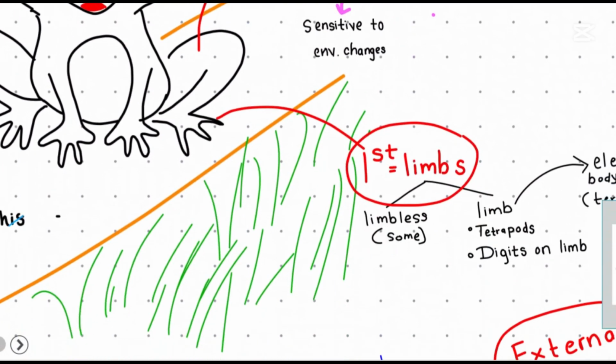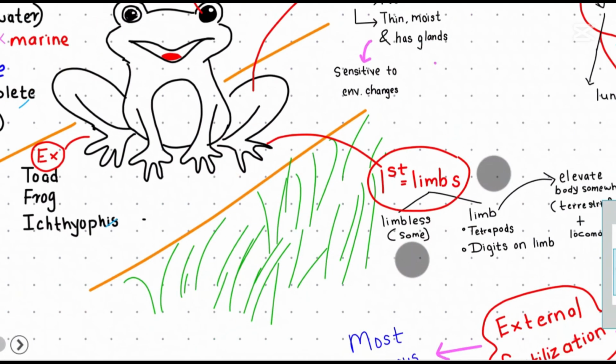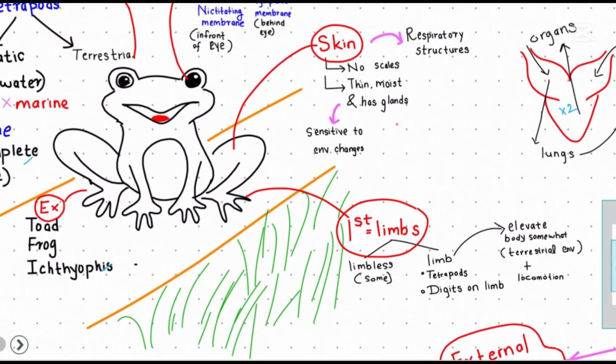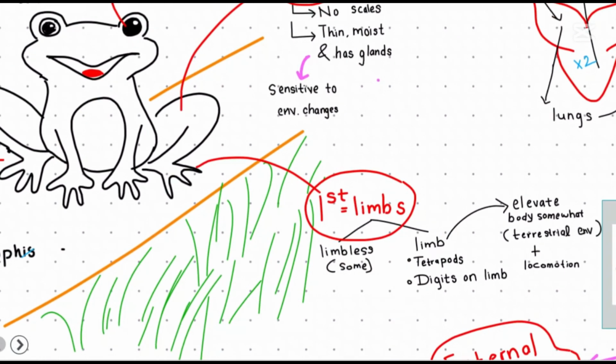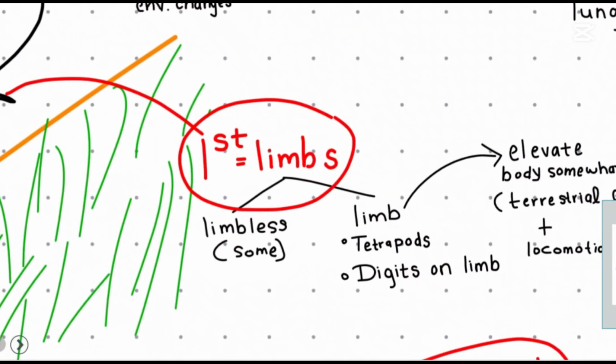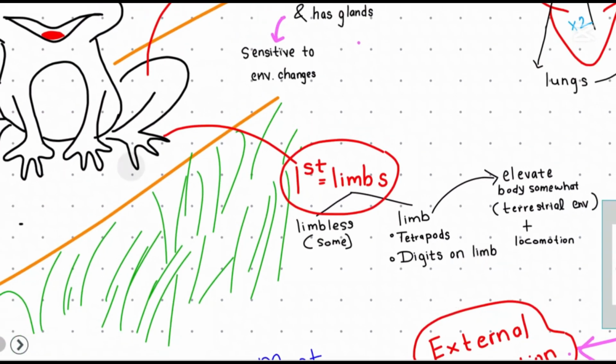After the skin, we have to speak about the limbs. Some of them are limbless, whereas some have limbs. But it's very important to note that they were the first group of animals to develop limbs. So this can be questioned as an MCQ as well. They have limbs and they are tetrapods, which means they have forelimbs and hind limbs, and they have digits on limbs, like this.